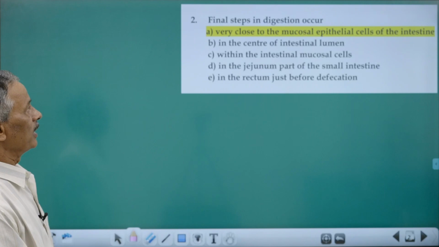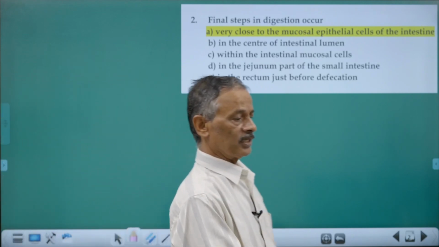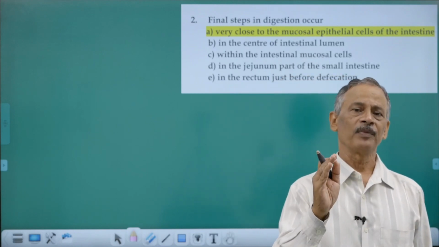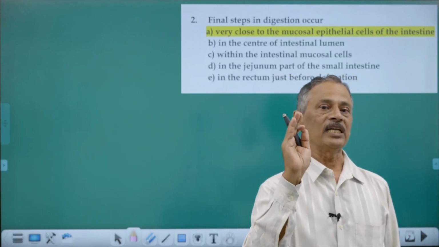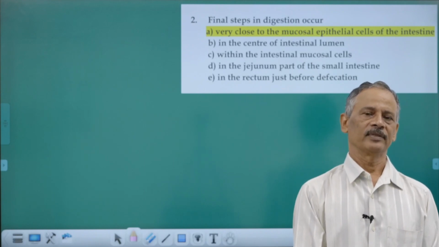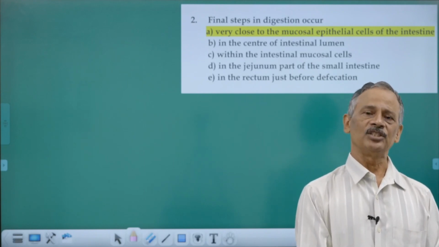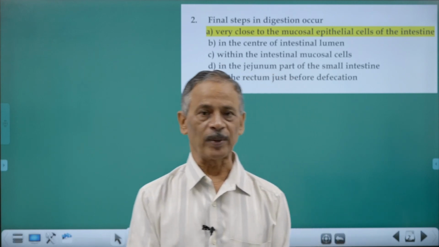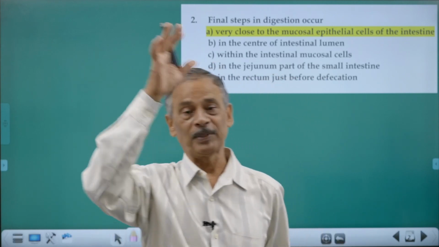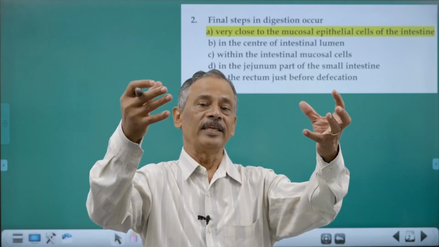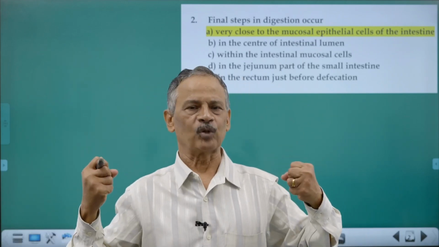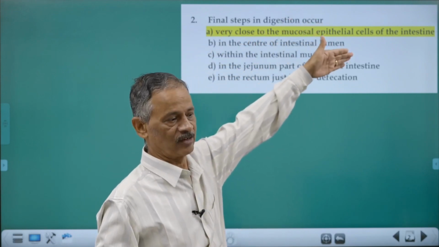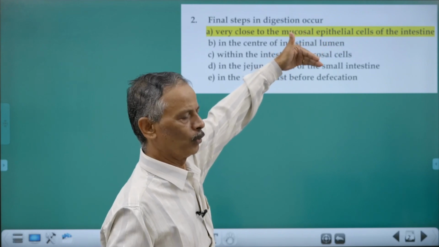Final step in digestion. Digestion takes place step by step in the buccal cavity, in the stomach, in the intestine, etc. And the last digestion takes place in the small intestine, mainly in the jejunum and ileum, mainly in the ileum. That last digestion takes place very close to the epithelium of the ileum, so that the end product can be directly absorbed. So it is very close to the mucous epithelium of the small intestine, very close to the mucosa layer.